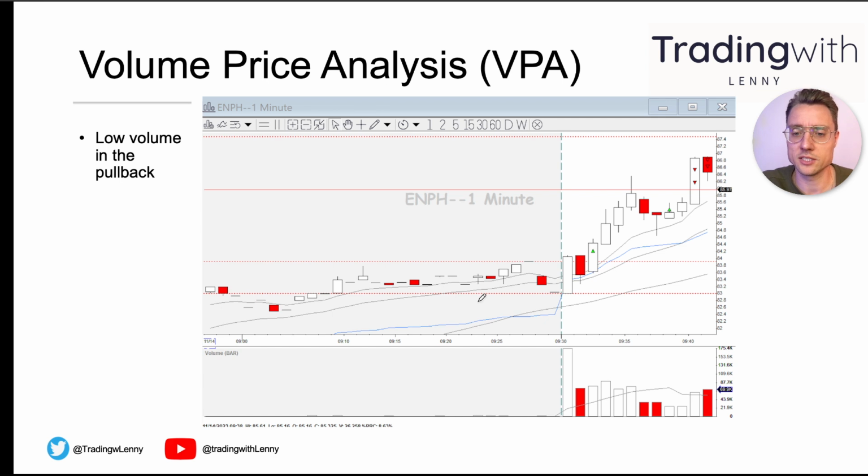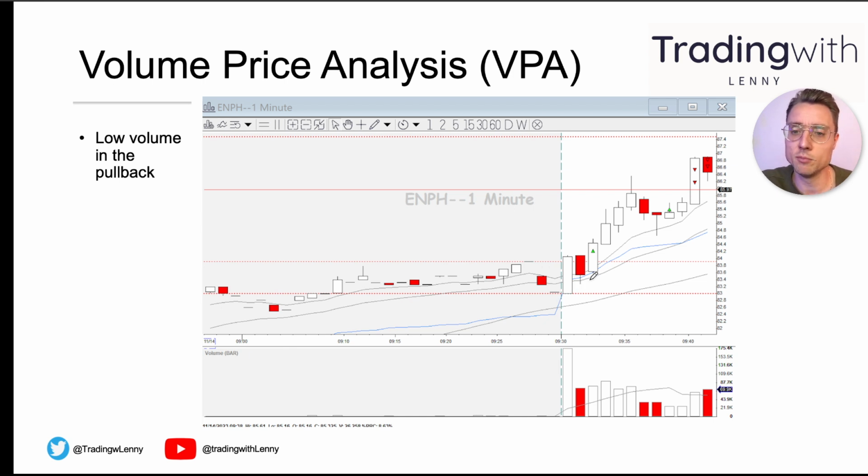Let's take a look at another example. Here we see ENPH. And of course, the daily chart is very important. The pre-market price action is very important. We need to have a stock in play, but that's not the scope of this video. In this video, we're really looking at the volume price analysis on the candles. It could also be used on all the other different time frames and different types of candles, but we're really focusing on the opening range break setup, the continuation setup, and the pullback.